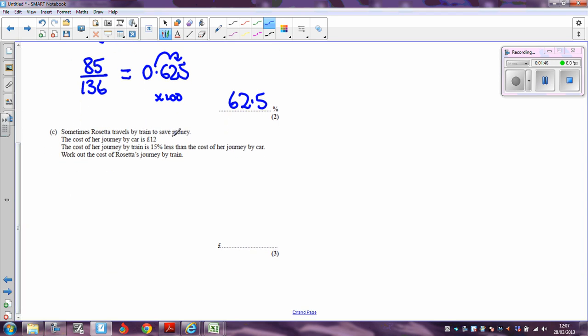Okay, sometimes Rosetta travels by train to save money. The cost of her journey by car is £12. The cost of her journey by train is 15% less. So in other words, we've got to reduce £12 by 15%.